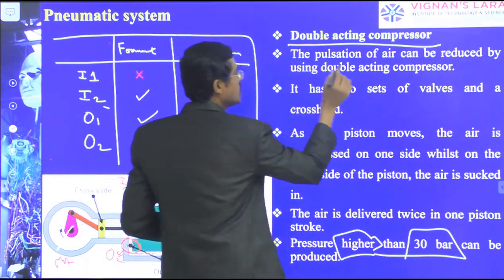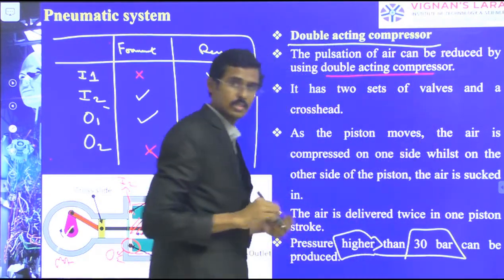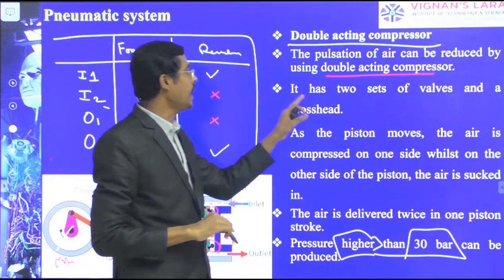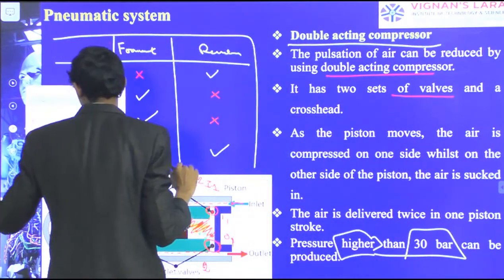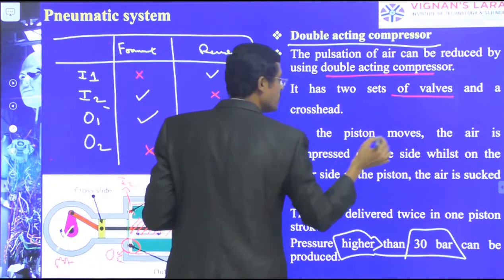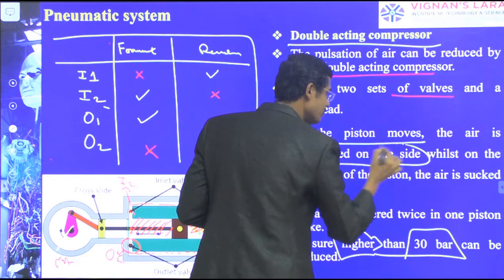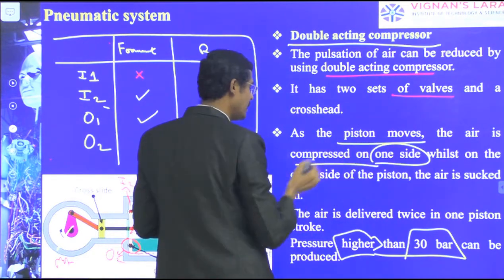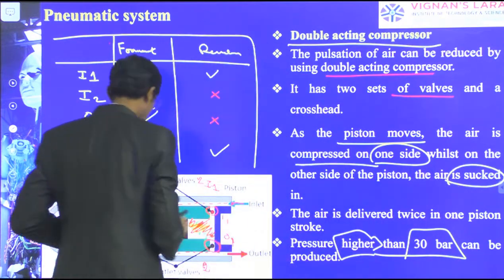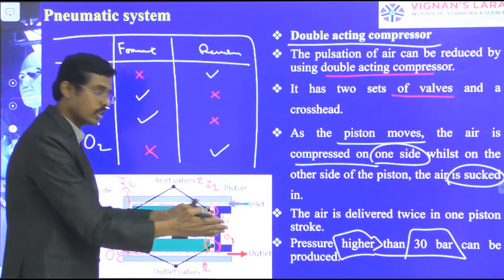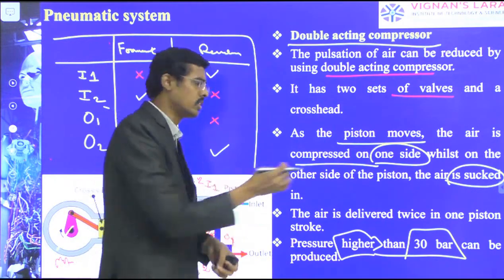The pulsation of the air can be reduced by using the double acting compressors. So double acting compressors have two sets of valves and the cross hole. As the piston moves, the air is compressed on one side, while on the other side the air is sucked in. Here it is compressed and taken out. Here it is sucking inside. So likewise, both operations will take place.